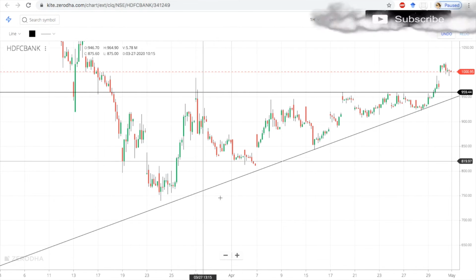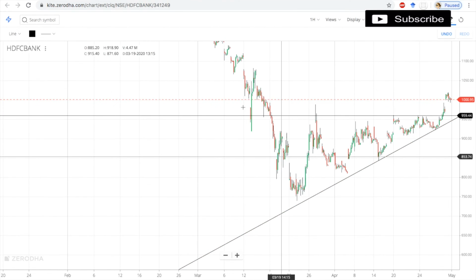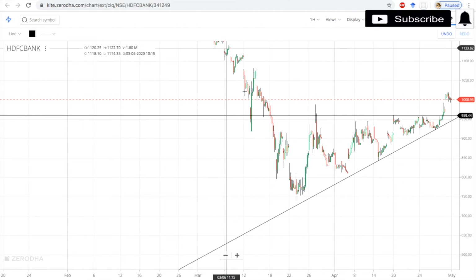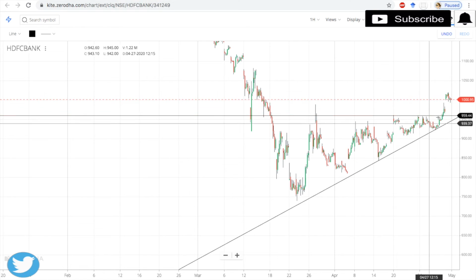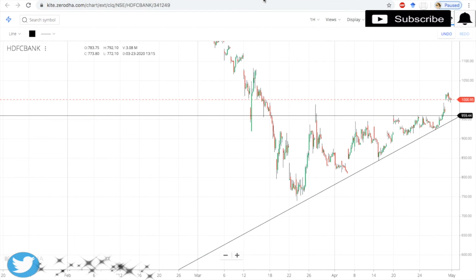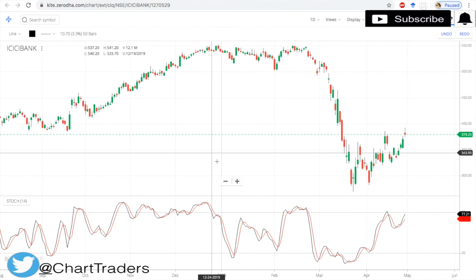Now here you can see this pattern occurs during a downtrend. So it might be possible that this is a reversal from here. You can see it in ICICI Bank also.